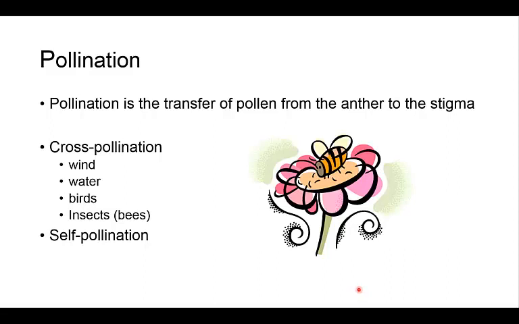Well, wind-pollinated plants do cause allergy problems because they produce copious amounts of very, very lightweight pollen grains that are very easily airborne. But if they're pollinated by water, birds, or insects, the pollen is usually very heavy and doesn't move on the wind. Self-pollination is when a flower provides its own pollen, or pollen gets from its own anthers back to the stigmas of the same flower.